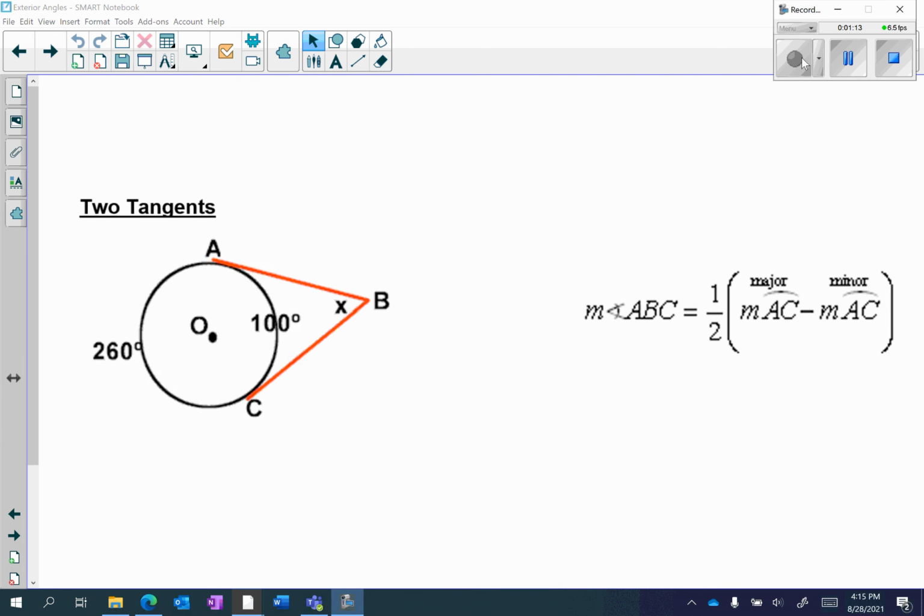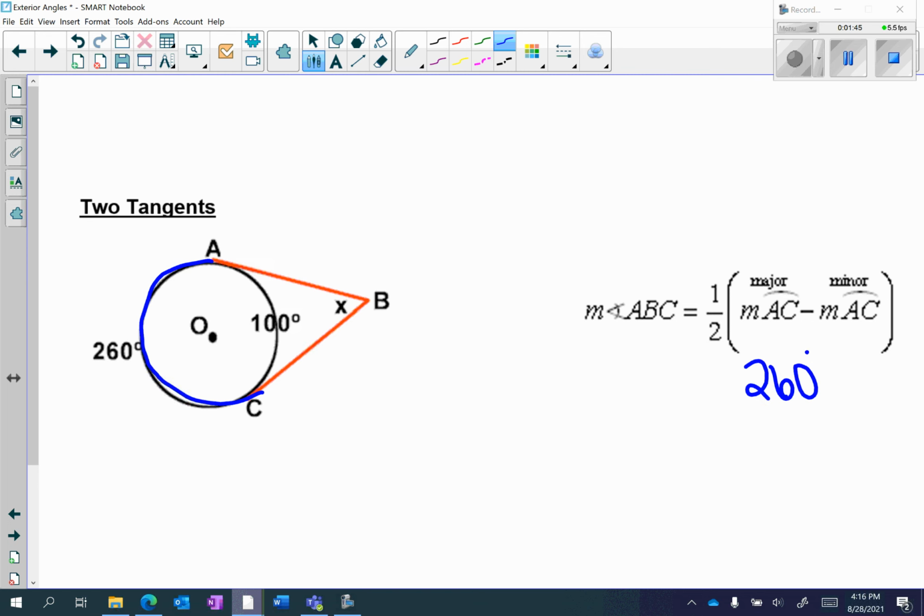Let's take a look at this first example. We have two tangent lines represented by AB and BC. Those are two tangent lines that touch the circle once. And in order to find the measure of angle ABC, you take 1/2 times the measure of arc AC, which is the major arc, the bigger arc, which is 260 degrees, minus the minor arc, which is the smaller arc, which is 100 degrees.